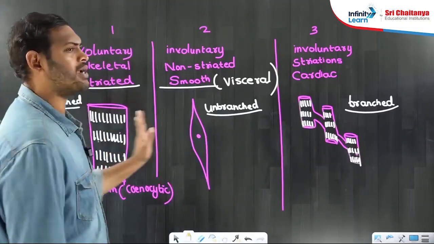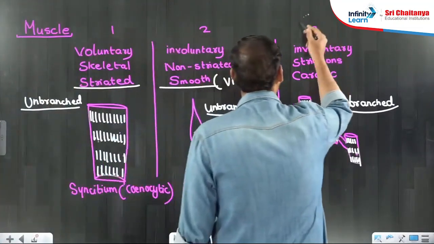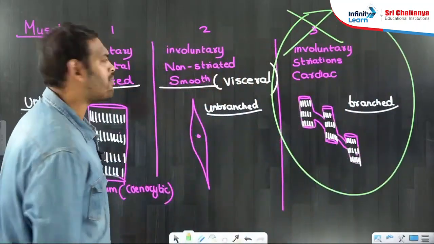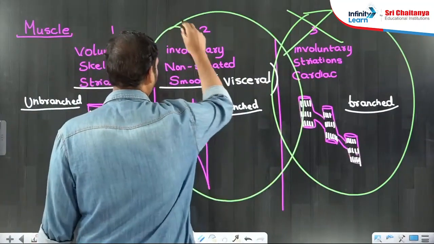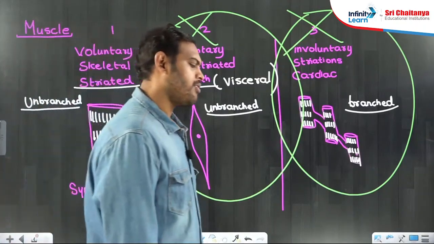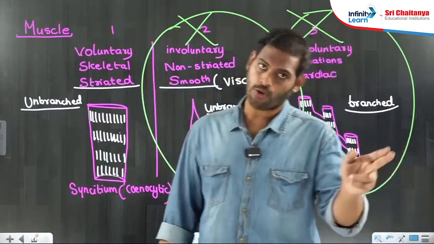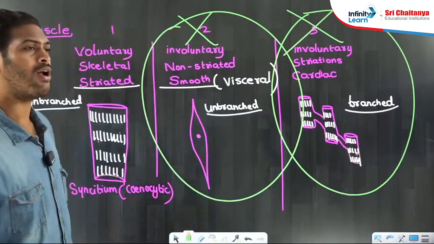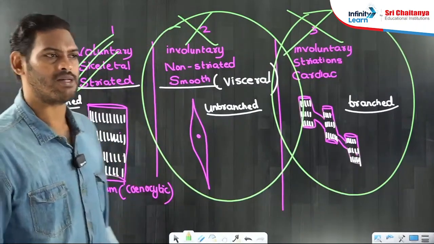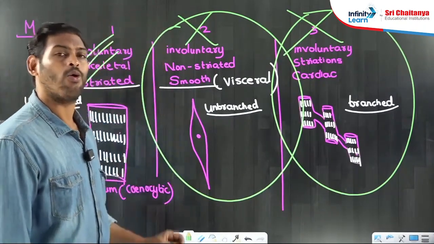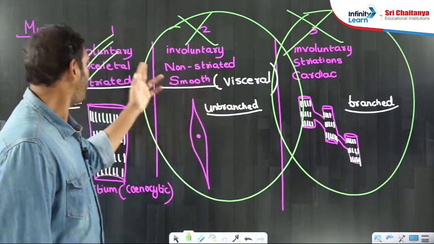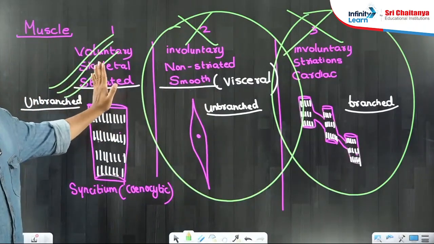Now, among these three types of muscles, cardiac may exhibit movement but not locomotion. Smooth muscles help in movement but not locomotion. The only muscle which helps you to move as well as locomote, the one and only, is voluntary skeletal striated muscle. The only muscle to exhibit locomotion for a body was voluntary skeletal striated muscle. Done.